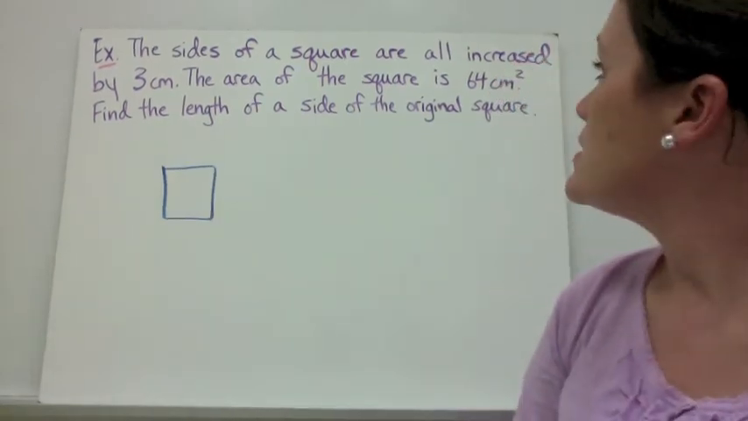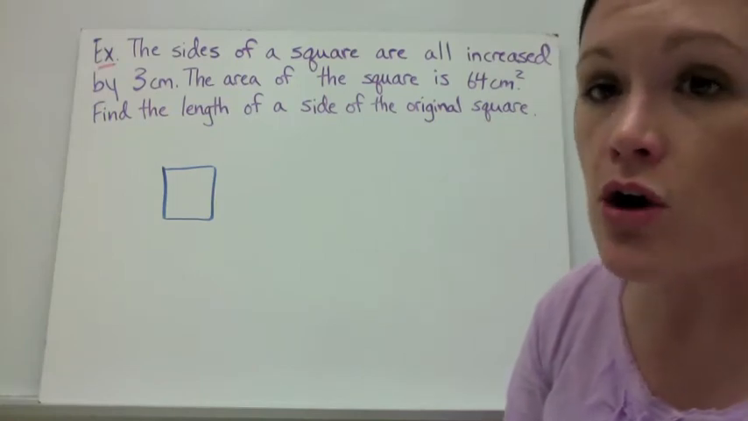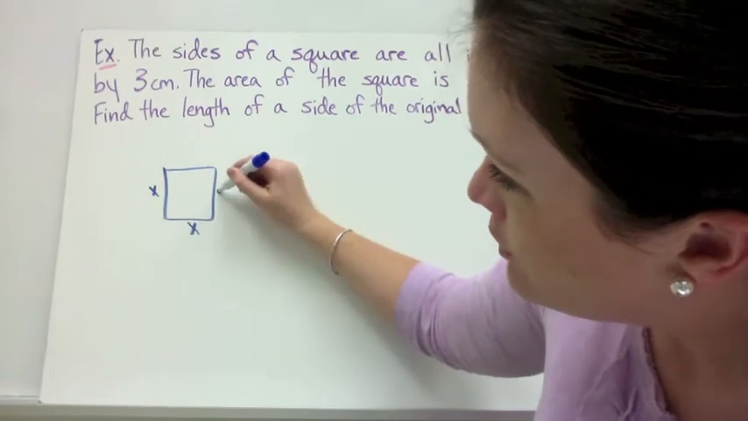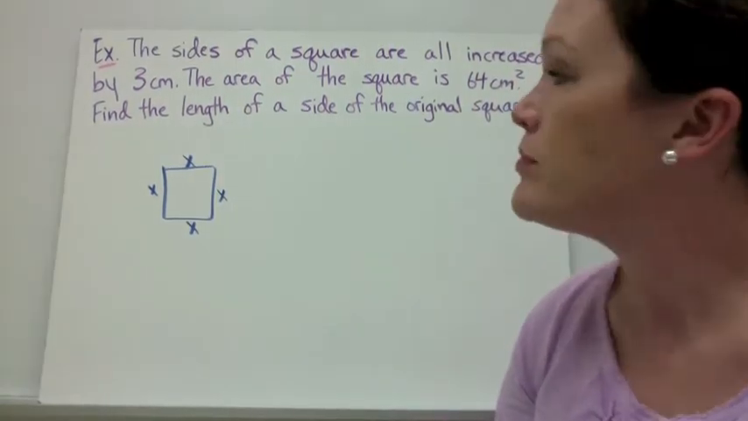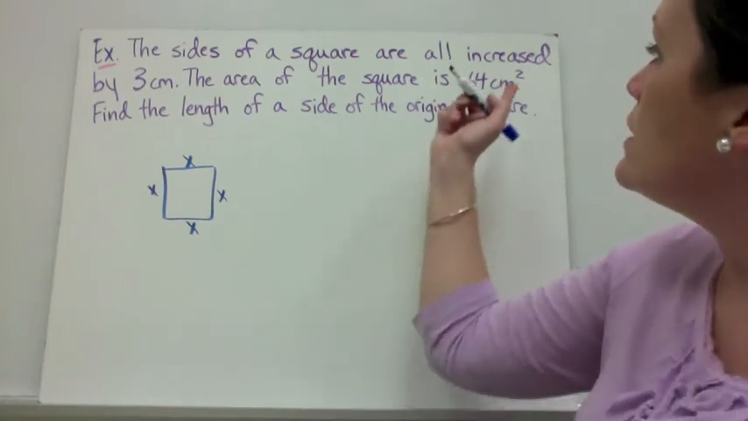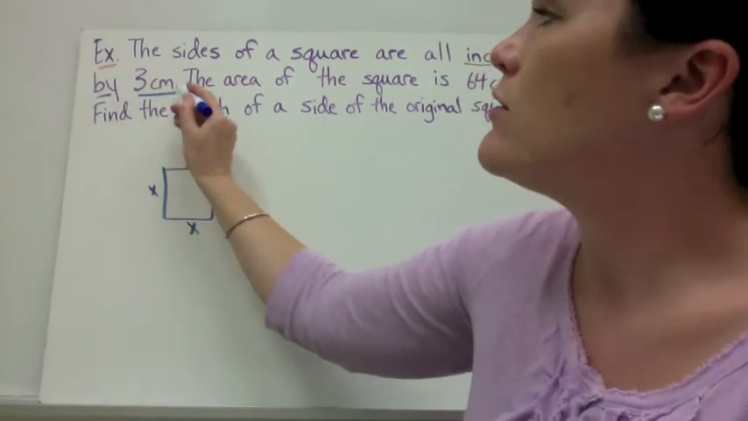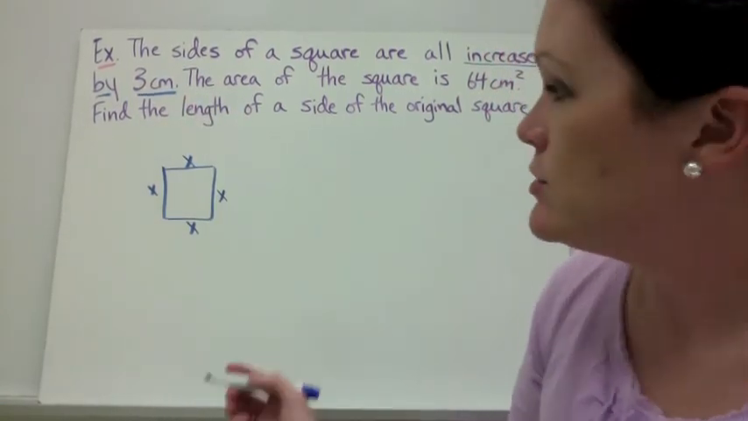They did not tell me the sides of the original square, so that's my variable. So all I know is that they're all the same. So we could go ahead and say they would all equal x. If we don't know anything else, we do know that they're equal. They're all increased. So if you like to underline some important stuff, that would certainly be an important piece of information. They're all increased by 3 centimeters.